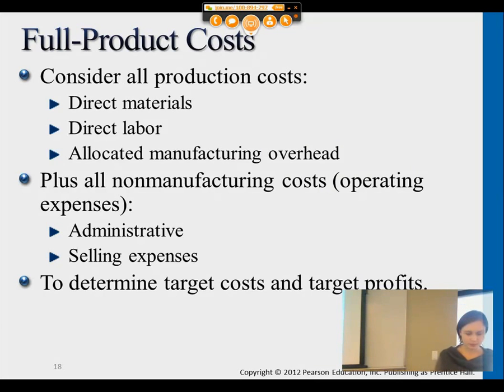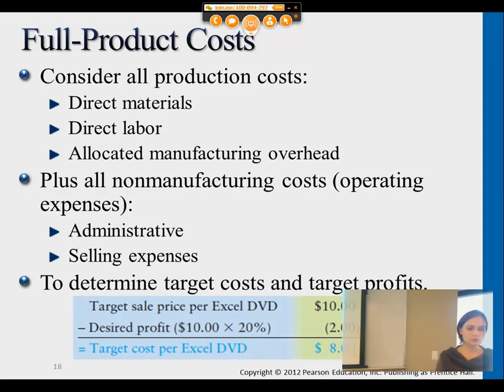So we have an example here. So for full product costs, we want to consider all our production costs. That's our direct materials, direct labor, allocation, manufacturing overhead, same components as before. Okay? What are we going to do next? We want to add all of the non-manufacturing costs. Those are mainly your operating expenses, right? Again, your administrative part, your selling expenses, that's all of your non-manufacturing costs.